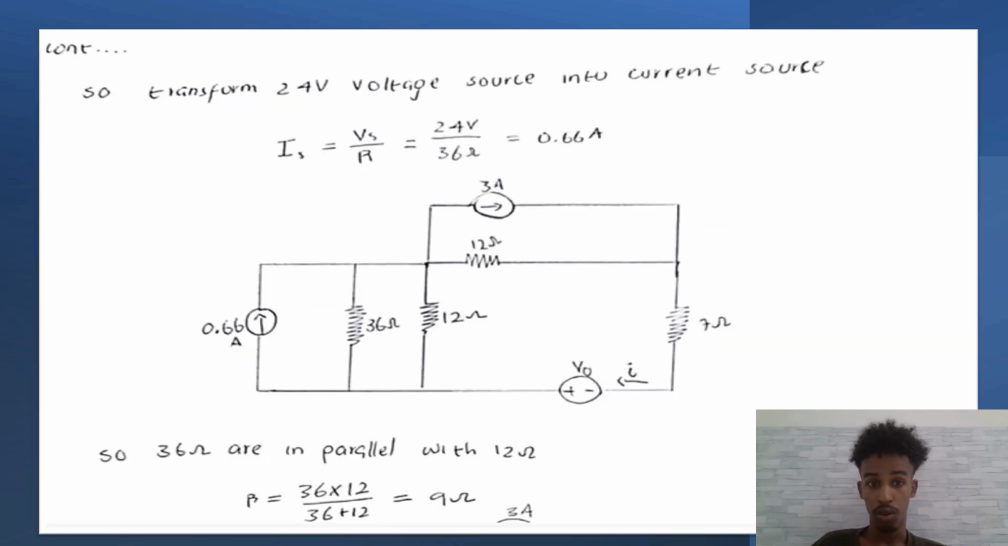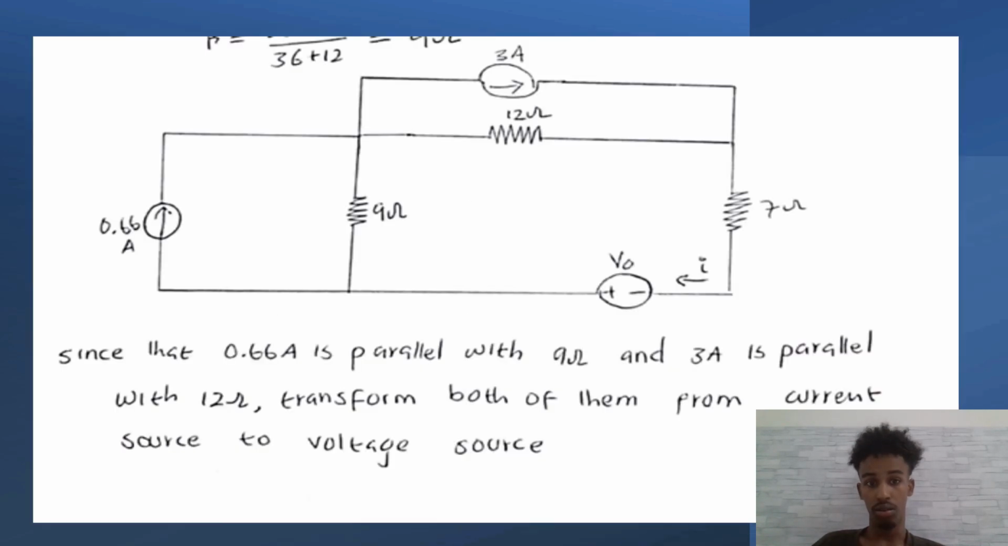After that, transform the 24 volt source into a current source. Is is equal to Vs divided by R. That's equal to 24 volt divided by 36 ohm. That will be 0.66 ampere. So we put the current here. When we transform this into a current source, the 36 ohm will be in parallel. Our circuit will be like that. So 36 ohm is in parallel with 12 ohm, so we will combine them together. So it will be 9 ohm.